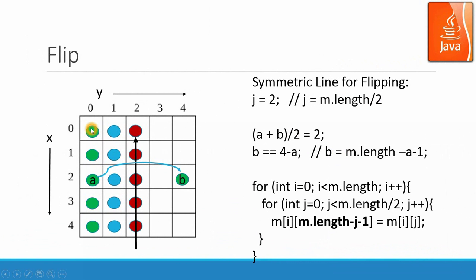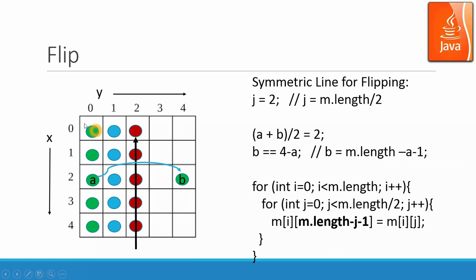For flipping, if we want to flip from column 0 to column 4, from A to B, we will need to have the symmetric line. This symmetric line's index will be half of the sum of A plus B. And then we will know that A plus B will be 4, and then B will be 4 minus A. And 4 is m.length minus 1, so m.length minus 1 minus A will become B. So we know the index for B will be like this.